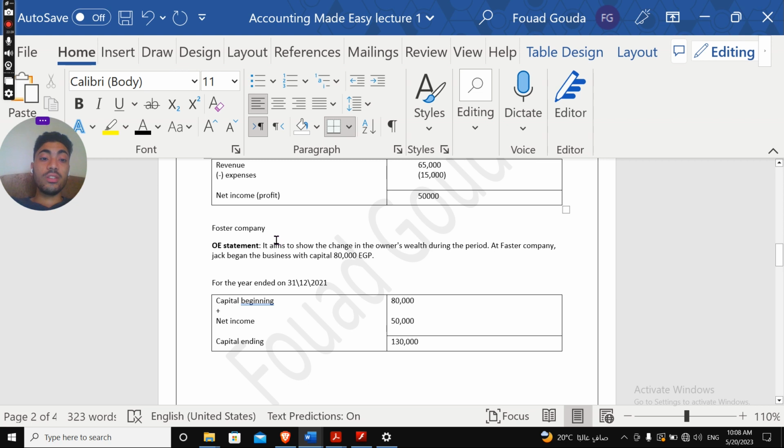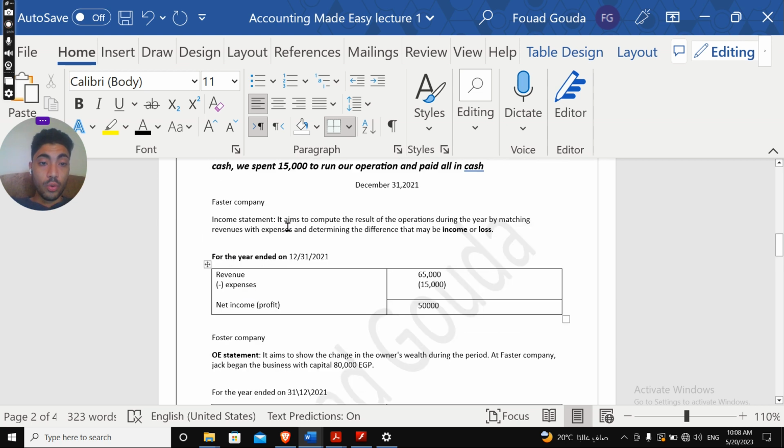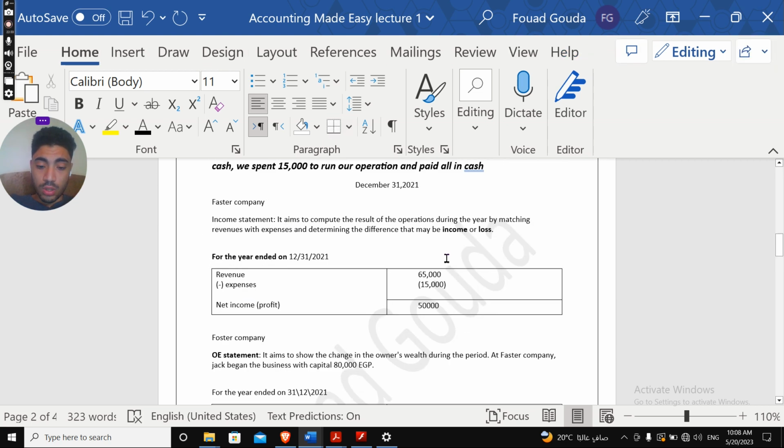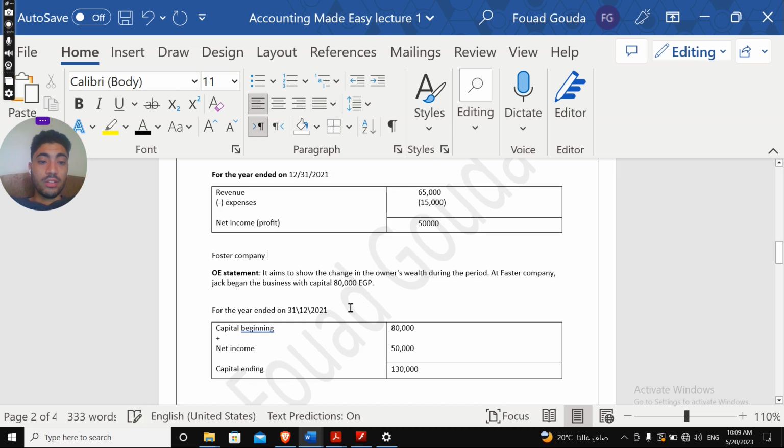Okay, so this is the second statement. We can write here, to simplify things for you. First question: am I making money or not? That's the first question to ask, and to answer it you will need to do the income statement. The second question to ask: how is my capital growing?